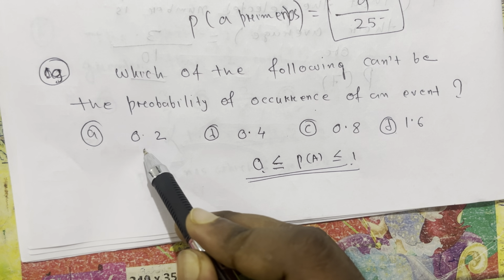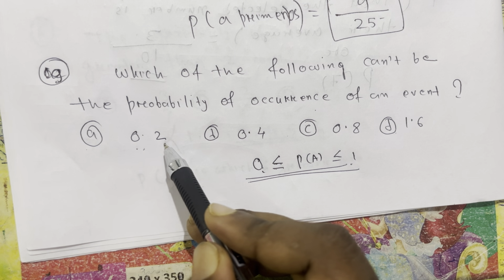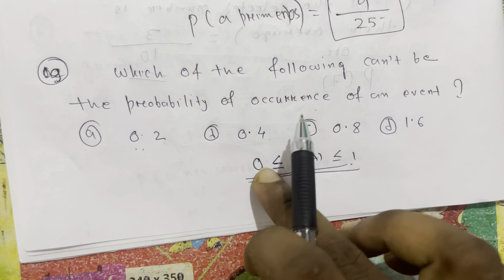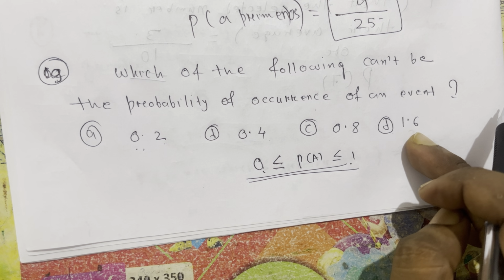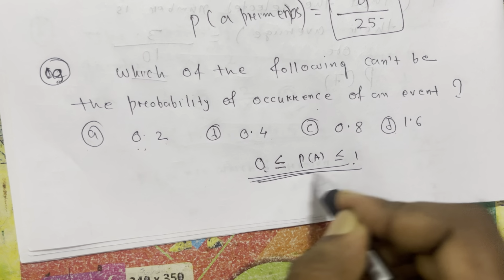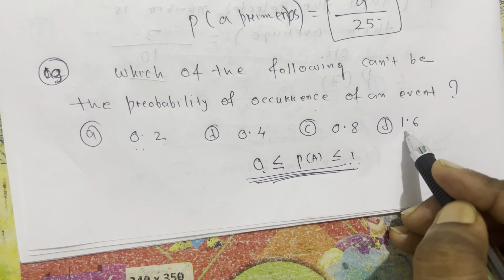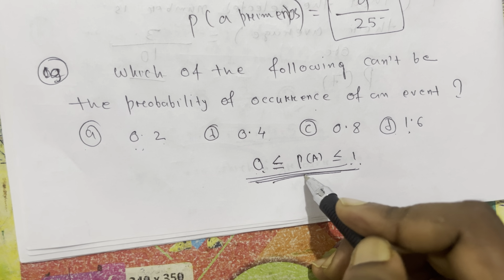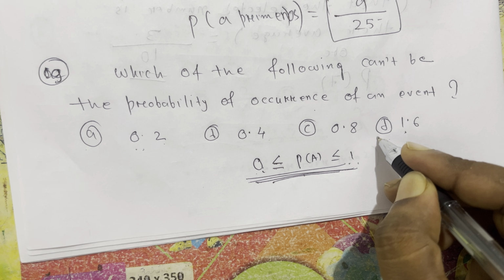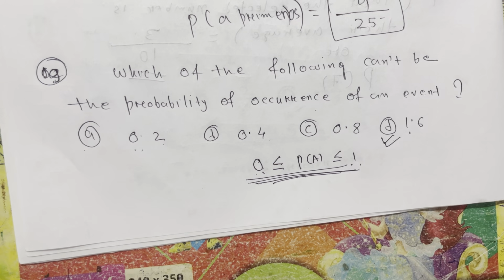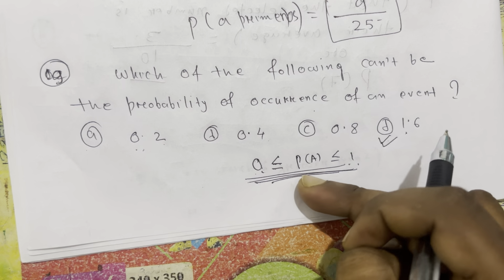So this is the value of probability. 0.2 is in between 0 and 1, 0.4 is also in between 0 and 1, 0.8 is also in between, but this is 1.6, which is greater than 1. As you know, the range of probability is from 0 to 1, so 1.6 is out of this range. Which of the following cannot be the probability of occurrence of an event? So the answer is D, option 1.6. Why? Because this is greater than 1. This is not in the range. Okay.